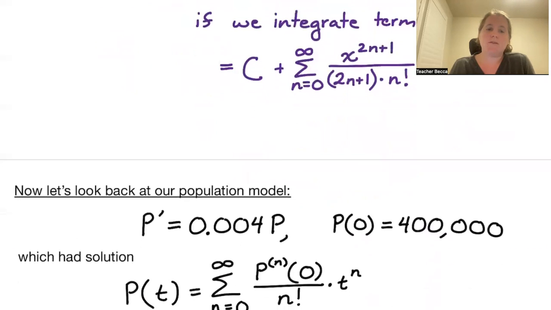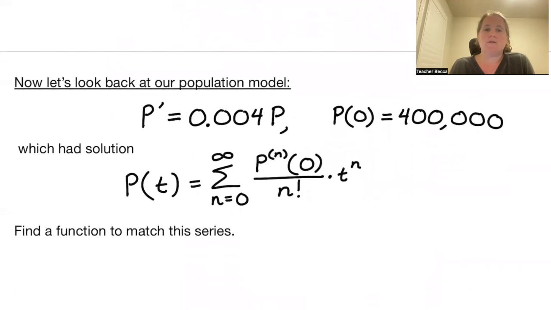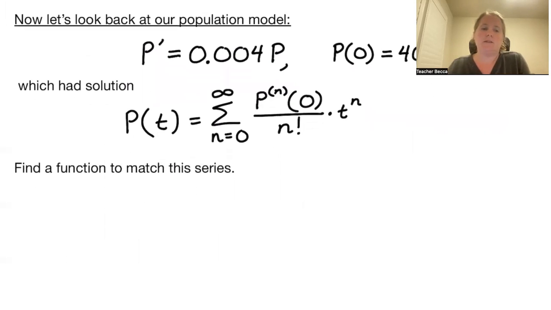So now let's veer back to differential equations. Recall that we saw a population model back in section 8.6, with p prime equal to 0.004 times p, and p of 0 equal to 400,000, which had solution p of t equal to the sum from n equals 0 to infinity of the nth derivative of p evaluated at 0 over n factorial times t to the n. Our job is to find a function to match this series.